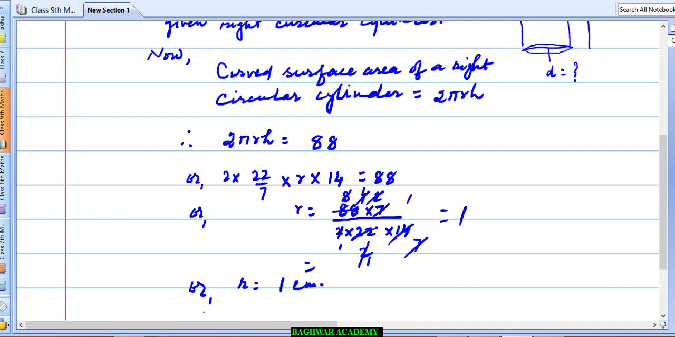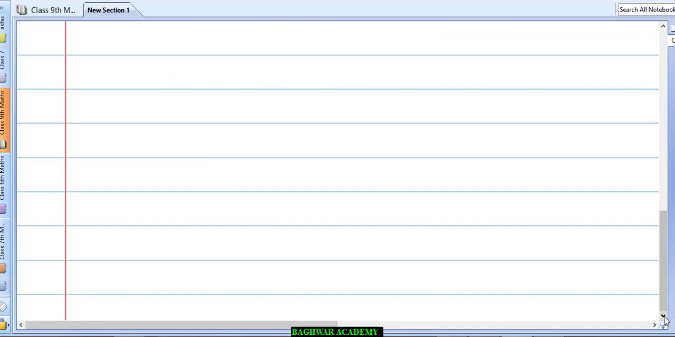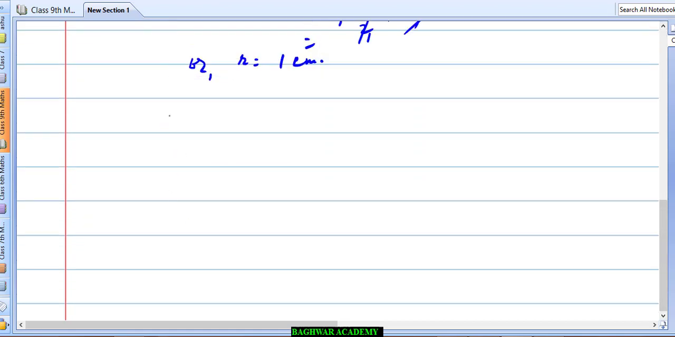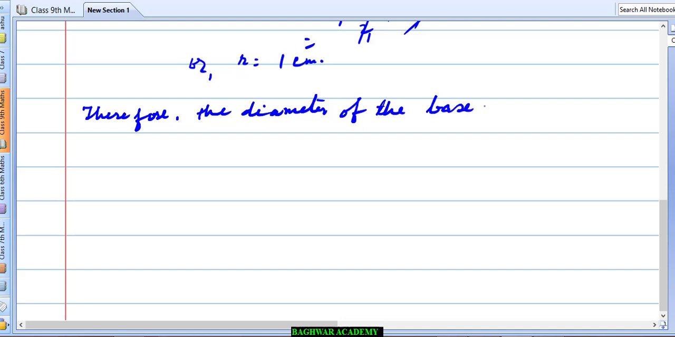What do we have to find out? We have to find out the diameter of the base of the cylinder. So we will write over here, therefore, the diameter of the base of the cylinder is equal to 2R, that is 2 into 1, which means 2 centimeter, and this will be our answer.